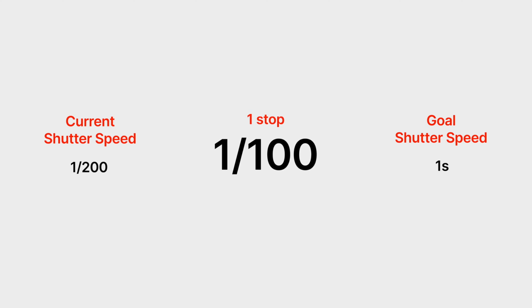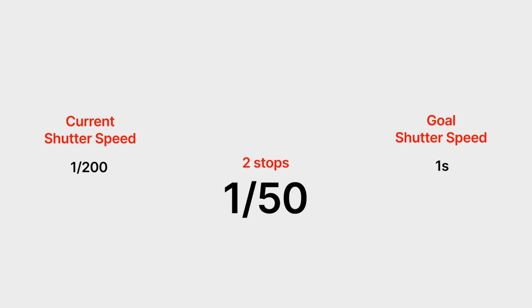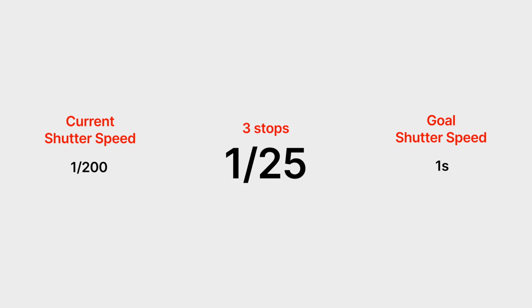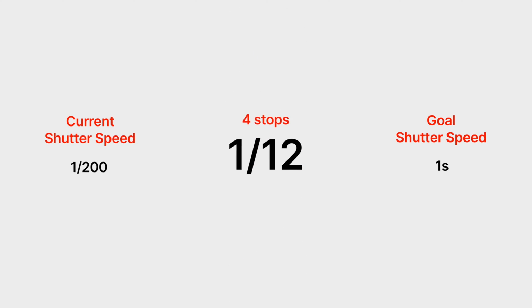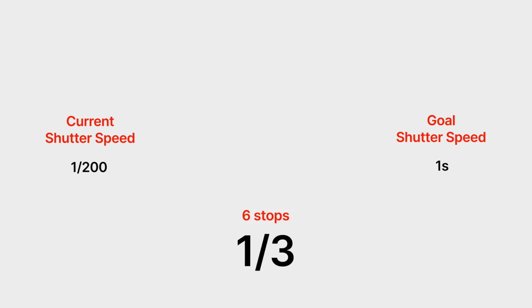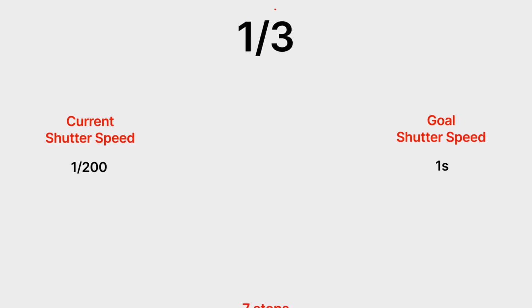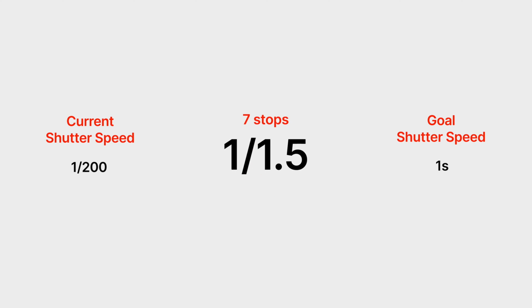So that is 1 stop. 2 stops is 50. 3 stops is 25. 4 stops is 12. 5 stops is 6. 7 stops is 3. 8 stops is 1.5. So between 8 and 9 stops. Can you see how we got there?